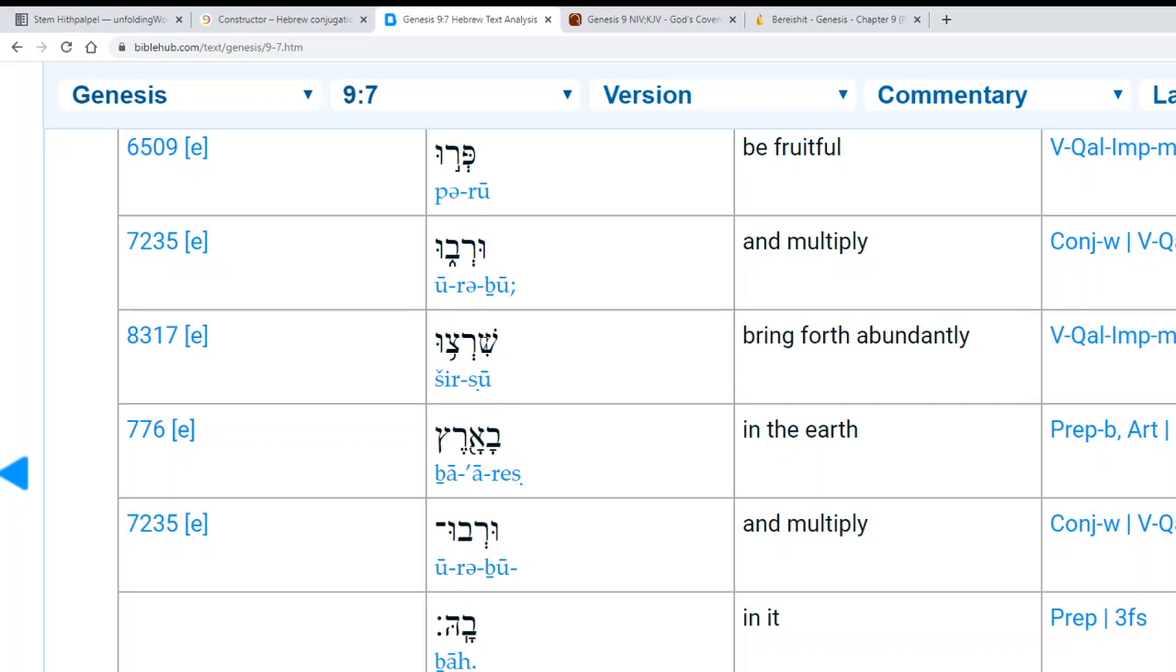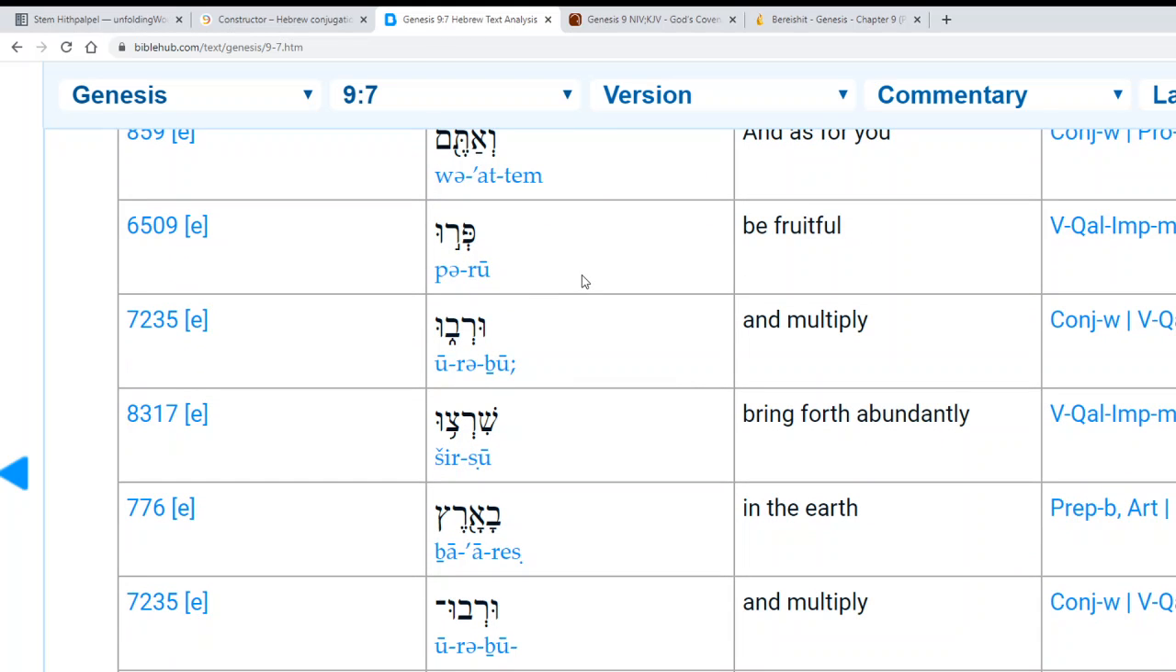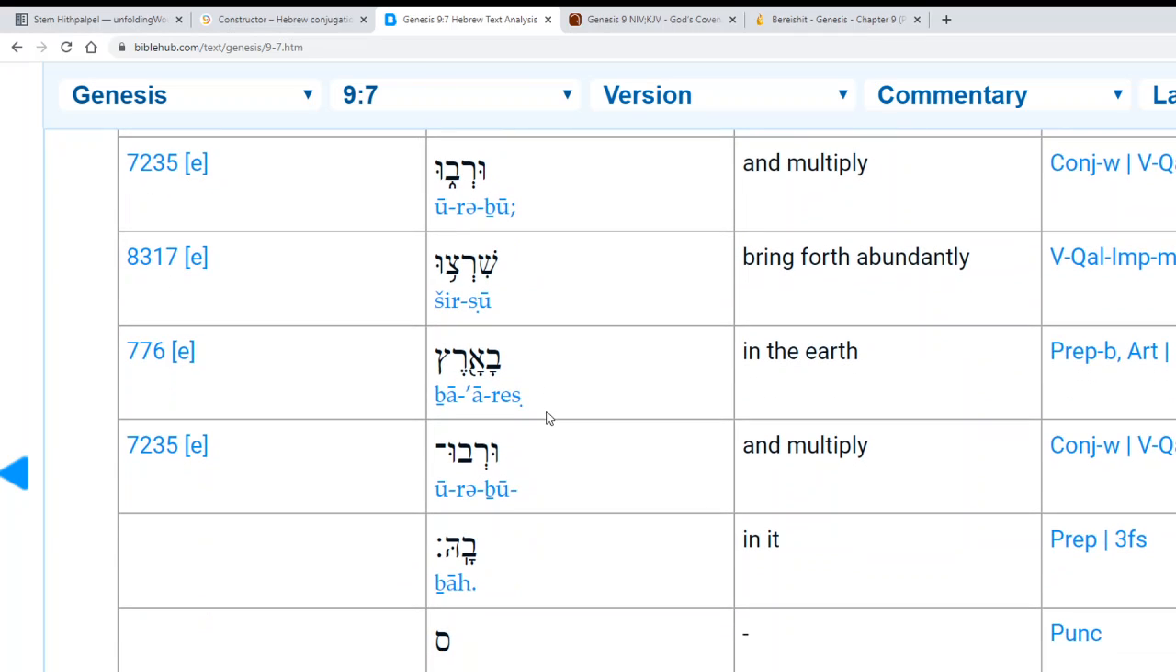It says shirtzu ba'aretz. So sheretz, shin resh tzadik, I've been translating as swarm. We had the shratzim, the swarming creatures. So shirtzu is that root, shin resh tzadik, in the imperative form. So it is a command to swarm. Shirtzu ba'aretz. The prepositional bet here has the article, aretz being land. You shall swarm in the land.